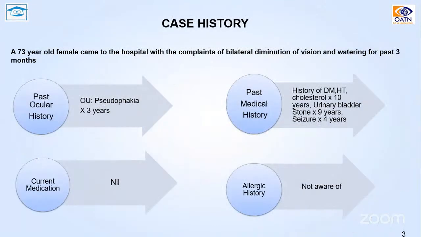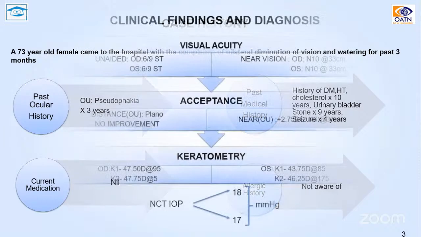Let's move on to the case history. A 73-year-old female came to the hospital with a complaint of bilateral diminution of vision and watering for the past 3 months. Past ocular history reveals the patient has been pseudophakic for 3 years. Past medical history: the patient has diabetes mellitus, hypertension, hypercholesterolemia for 10 years, urinary bladder stone for 9 years, and seizures for 4 years. The patient is under medication for all these systemic conditions. The patient doesn't take any current drops for this ocular complaint, and is not aware of any allergic history.